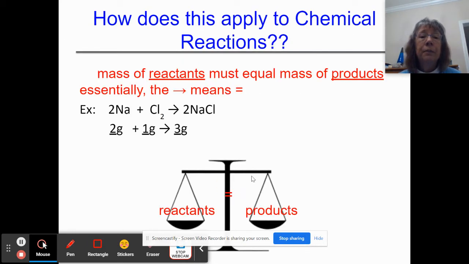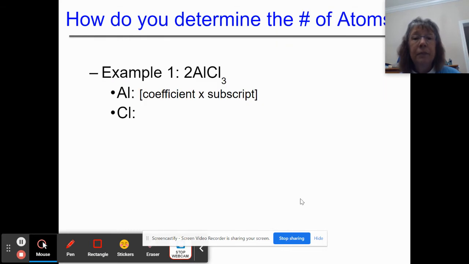So how does this apply to a chemical reaction? The mass of the reactants must always equal the mass of the products. Essentially, the arrow sign means equal. 2 sodiums plus a molecule of chlorine produces 2 sodium chlorides, and 2 grams of sodium plus 1 gram of chlorine would produce 3 grams of table salt. The reactants are equal to the products.